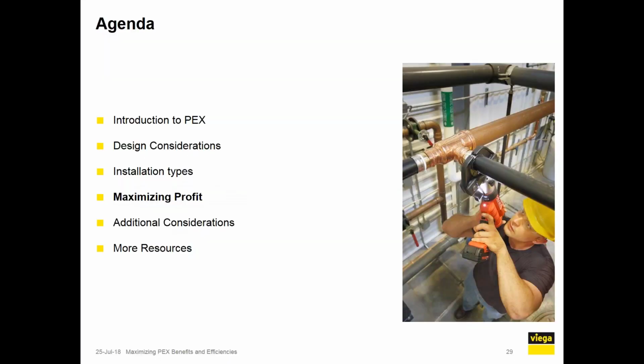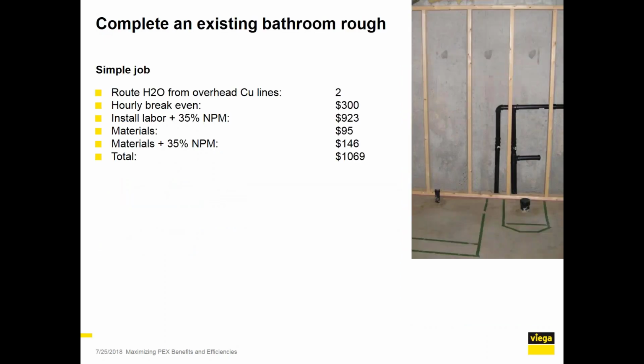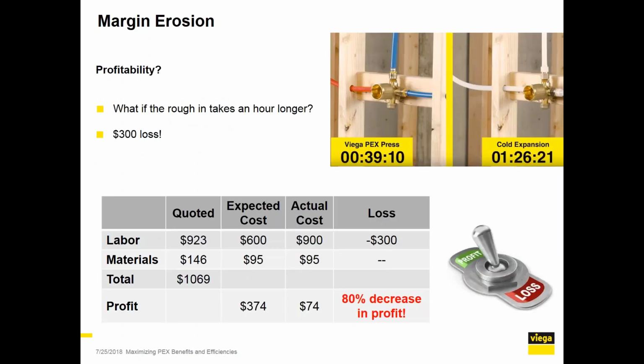So the next topic we have is maximizing profit. Here's another example, a scenario we will run through. Imagine you are a contractor and you're quoting to complete an existing bathroom rough-in. And you're rerouting some overhead copper lines, have your break-even identified here, some markups identified, and imagine if that project took an extra hour, for example.